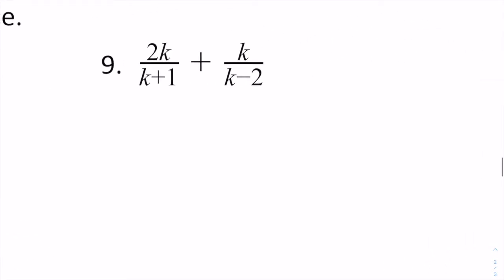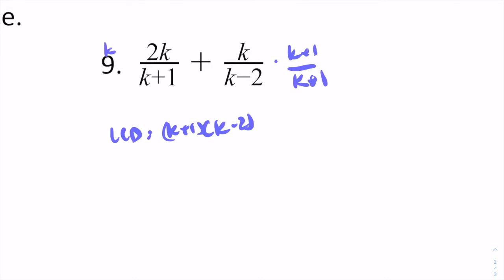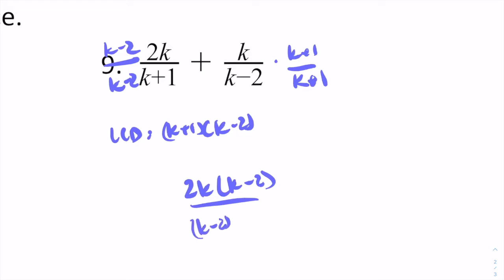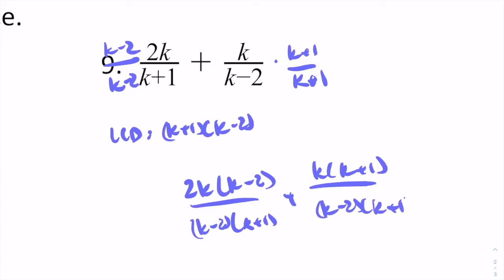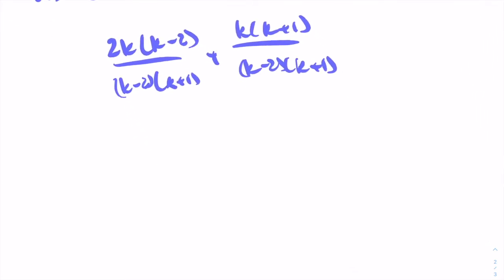Next one as well, LCD, it looks like k plus 1, k minus 2, so multiply this one by k plus 1, k plus 1, k minus 2, k minus 2, so it looks like 2k times k minus 2 over k minus 2, k plus 1, plus k times k plus 1 over k minus 2, k plus 1. Wow, that was a lot of work. All right, now let's use a distributive property, combine like terms, simplify.